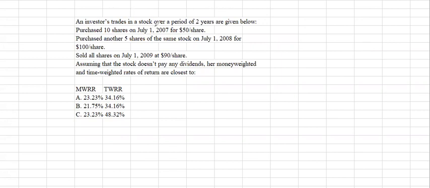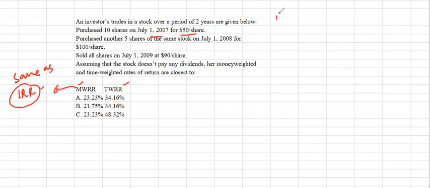Okay, so now the thing is that we have to calculate the money weighted rate of return and the time weighted rate of return, right? If you recall, the money weighted rate of return is same as IRR, so we will do that differently. For the time weighted return, let's have a look. Investors trade in stock of 2 years are given below. Purchase 10 shares on July 1st, 2007 for $50, right?